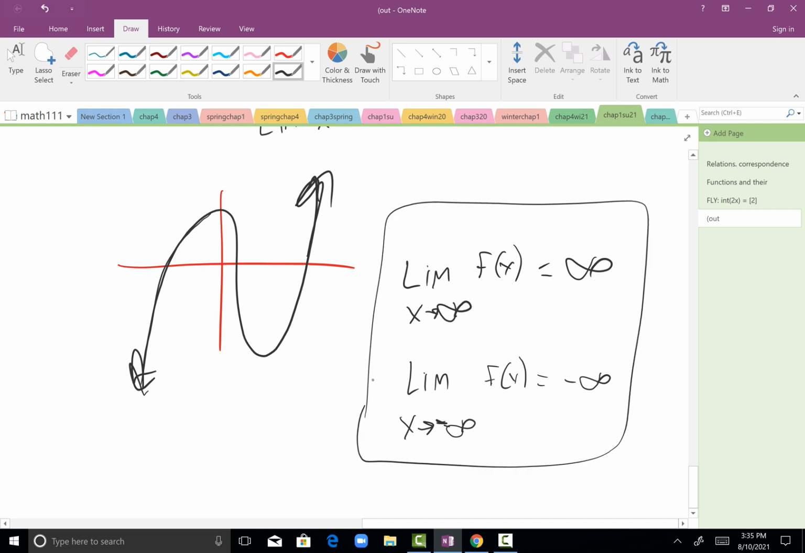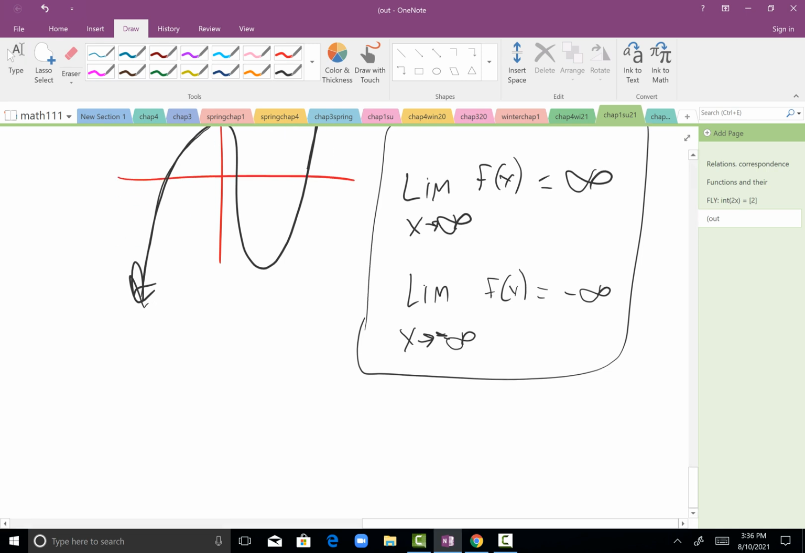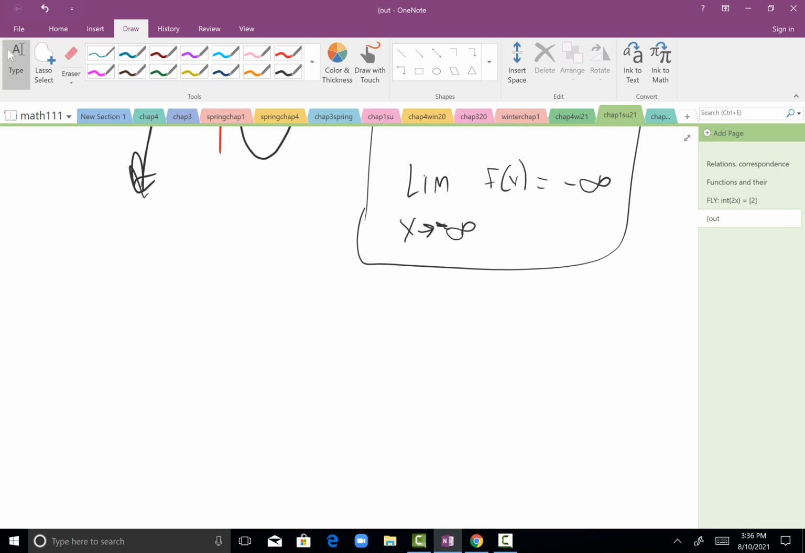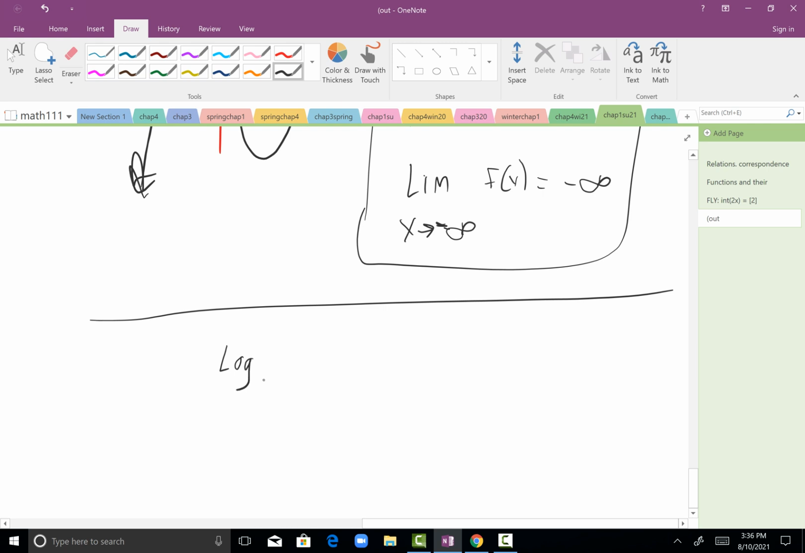That's what's going to ask you to do on the test. As far as logarithms go, the biggest thing on logs is the definition. So if we have log base b of x is equal to y, then the definition says that means b to the y is equal to x.